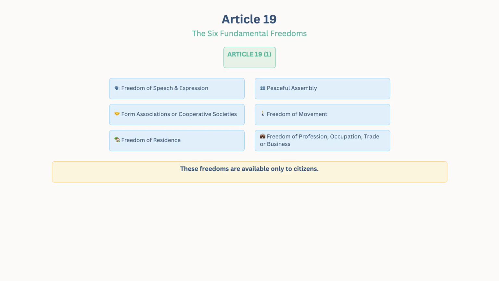Now, Article 19. The first is the freedom of speech and expression. Please take a look at the presentation. We have the freedom of speech and expression, peaceful assembly, and freedom to form associations or cooperative societies. We have freedom of movement, freedom of residence, and freedom of profession, occupation, trade, or business. Which means your decision to be a civil service aspirant is a right guaranteed to you under Article 19, freedom of profession. Or if you wish to be a nurse or a doctor, whatever it may be, you also have the freedom to choose that. That's the freedom given to you by Article 19.